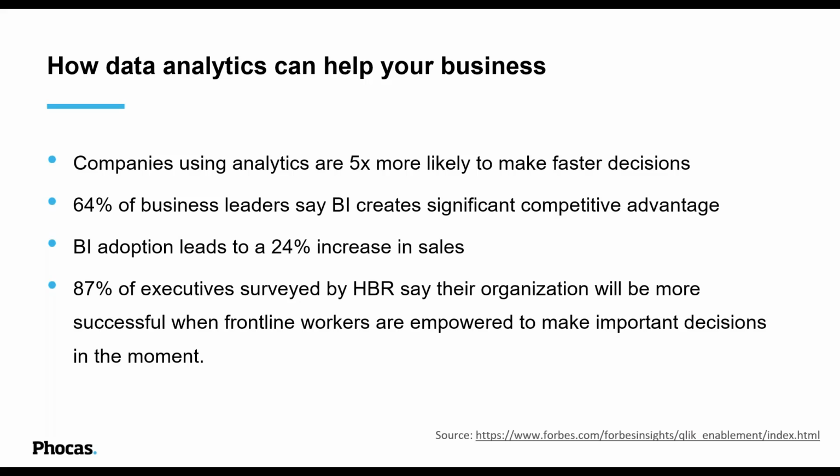They all really tie back well to my favorite one at the end, which says, by the Harvard Business Review, that 87% of executives say their organization will be more successful when frontline workers are empowered to make important decisions in the moment. And so that really ties back to the top points. And with all of the recent changes in the economy from everything going on this year, it's more important than ever to rely on a broader base of users across the business to help make those decisions, to adapt, to survive, to thrive, and really be informed on what's happening.